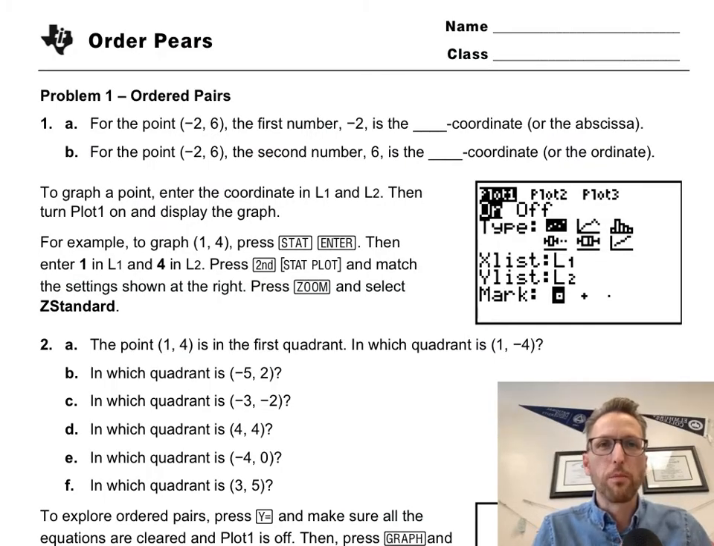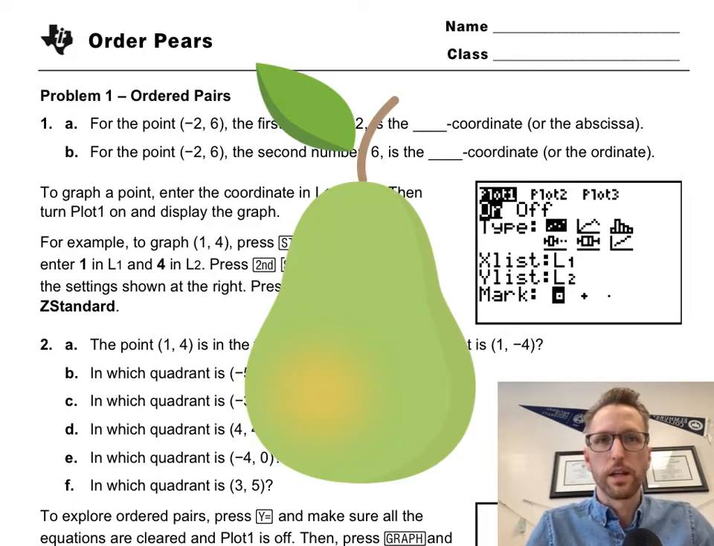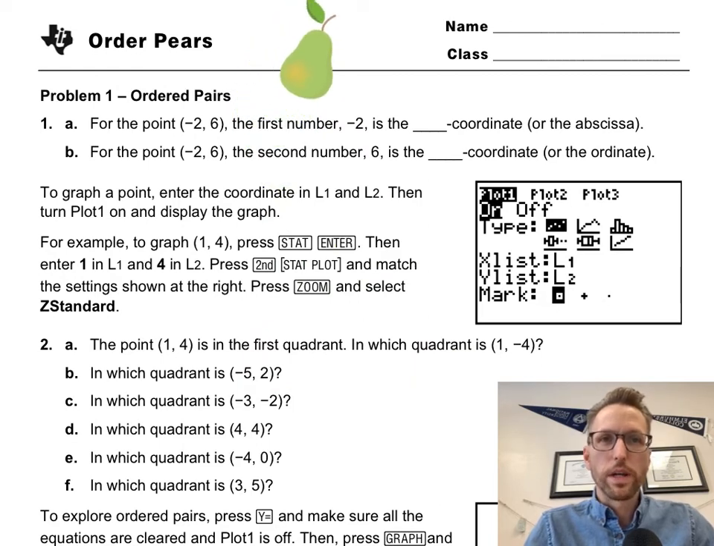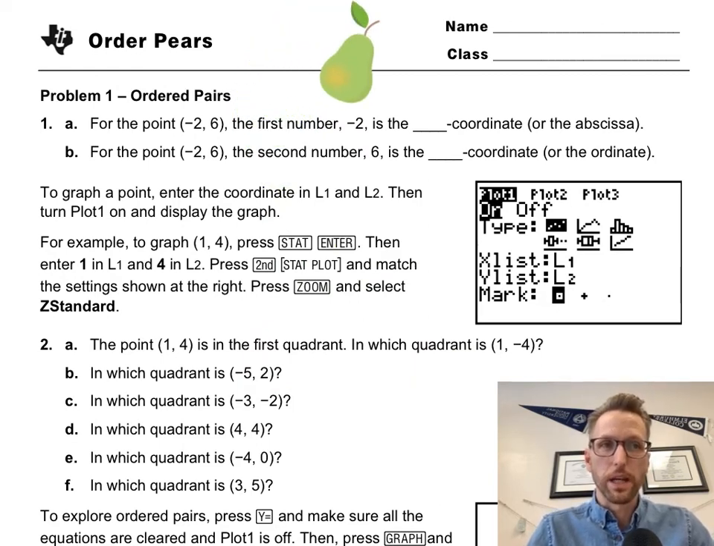Let's check out problem 1 on the Texas Instruments activity. Problem 1, ordered pairs, not the fruits. Okay, so jot some things down as we go. For negative 2, 6, the first number, negative 2, is the x-coordinate. And part B, negative 2 comma 6, the second number, 6, is the y-coordinate.